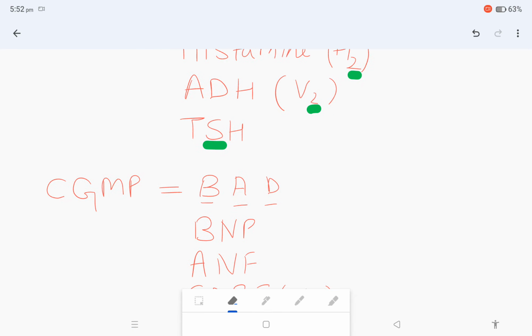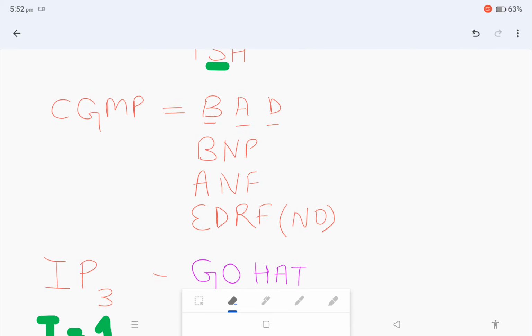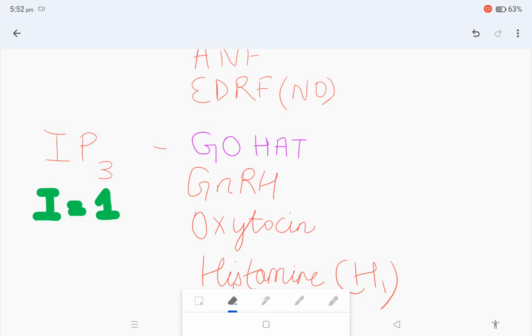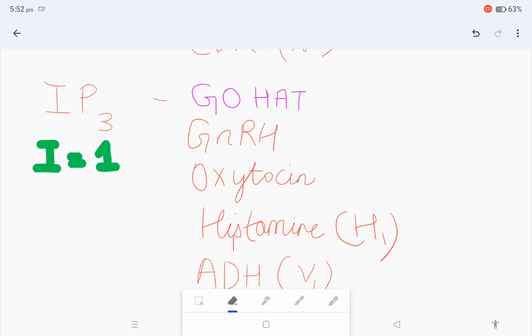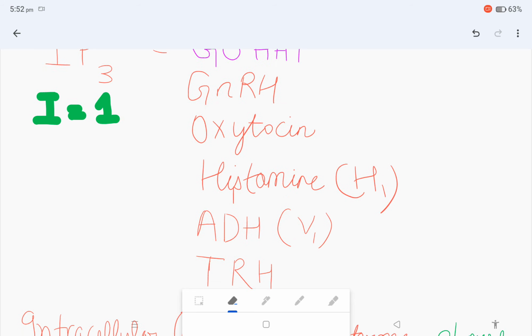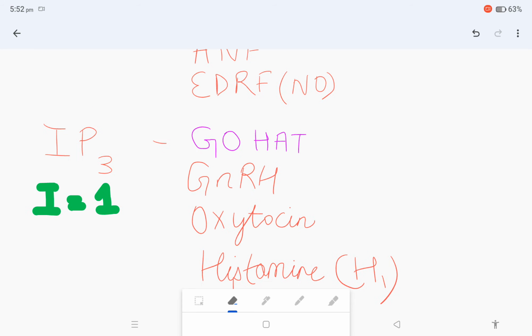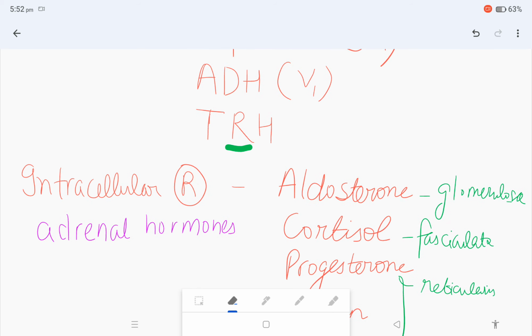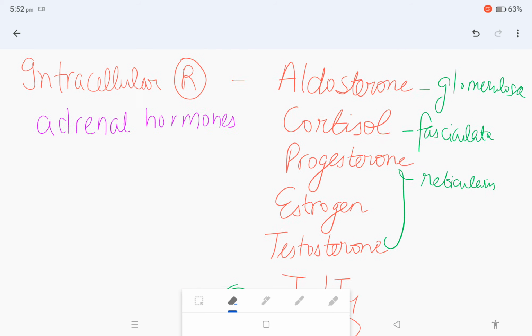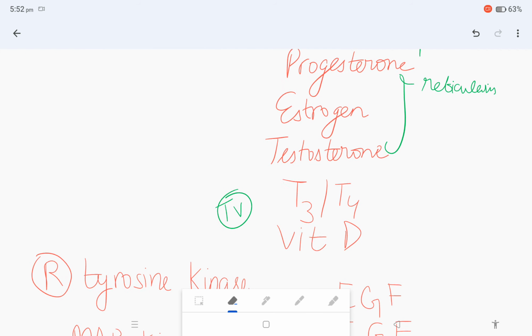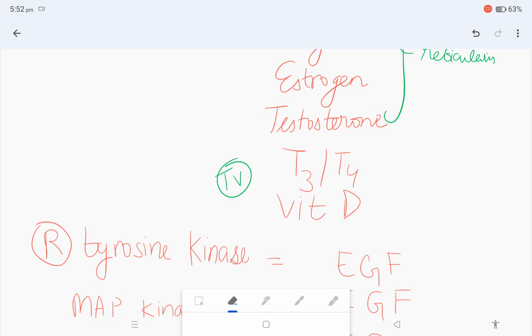Then cyclic GMP we have the BNP, ANF, and NO, that is endothelial derived relaxing factor. Then from IP3 we have all 1 hormones, that is HAT, histamine H1, ADH-V1, TRH, and the other hormones are gonadotrophins. Gonadotrophins linked to oxytocin. Then intracellular receptors, we had adrenal hormones, that is aldosterone, cortisol, progesterone, estrogen, testosterone, T3, T4, and vitamin D. And another one was retinoic acid.